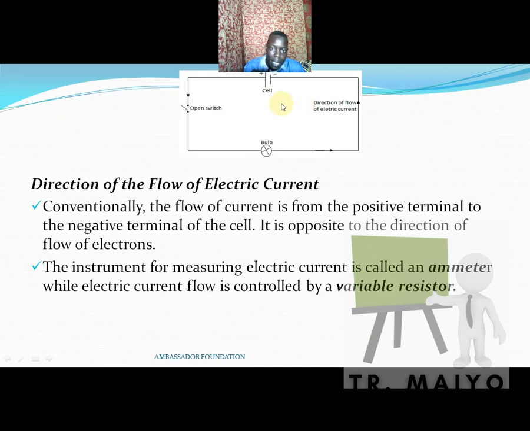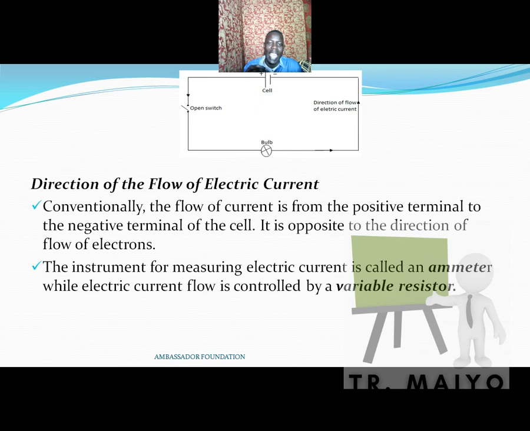You can see a cell here. We have a positive and we have a negative terminal, and then the current has to flow. So my point is this: the current always flows from the positive terminal this way towards the bulb, then it will enter the cell again through the negative terminal. Get this statement, it will confuse you, but just get it.